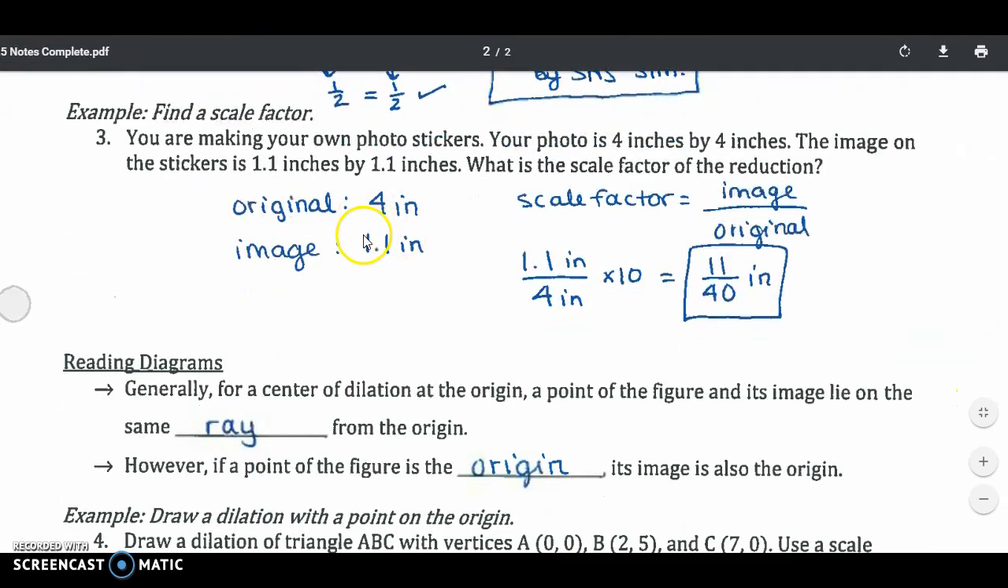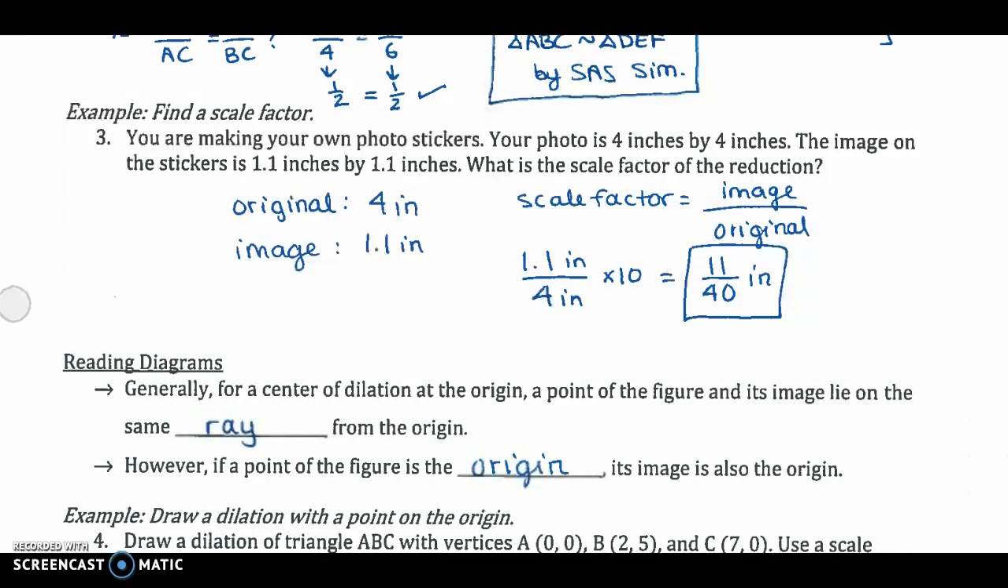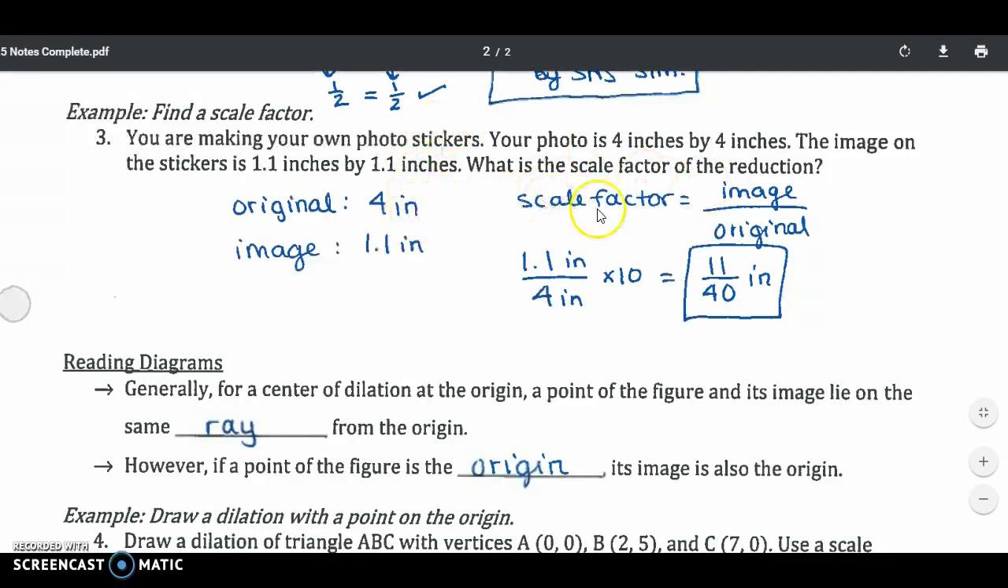On example 3, we are finding a scale factor. Scale factor is always image to original, so that's 1.1 to 4. We multiply that by 10 to get whole numbers in our fraction. We always want whole numbers in each, the numerator and the denominator. So we get 11 to 40, and then inches was our units here. So that involves just setting up really the scale factor as image to original.